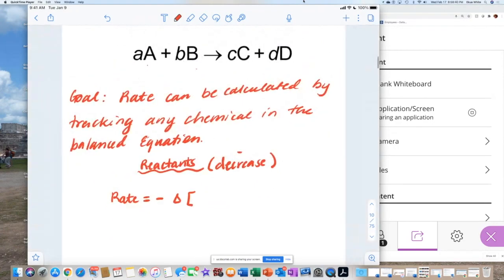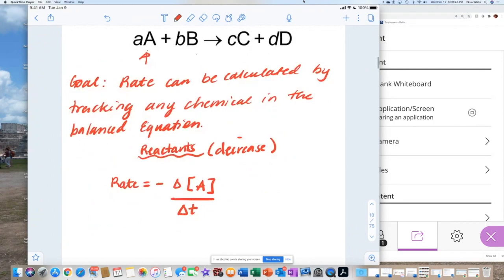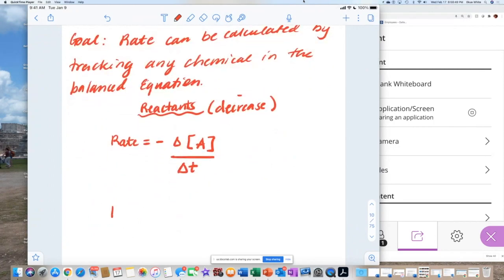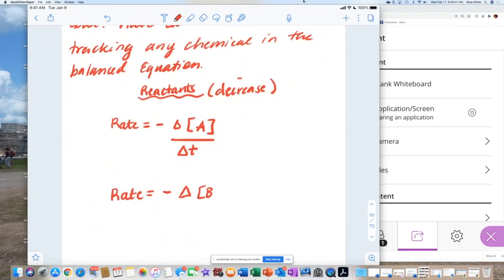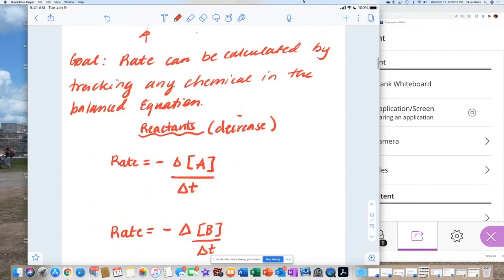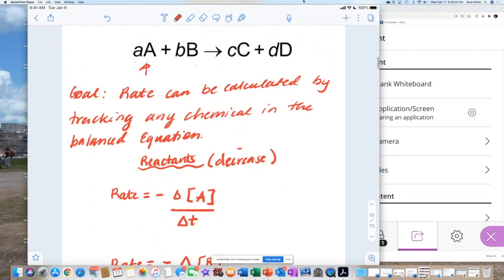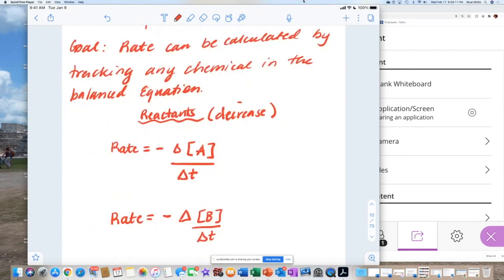So I'm going to start with reactant A. Change in A over change in time. I can get the rate this way, or I can get the rate using the other one. Negative. I'll come back to the coefficient. I'm not done. Change in B over change in time. But if these coefficients are numbers that are not 1, then I have to multiply them here.